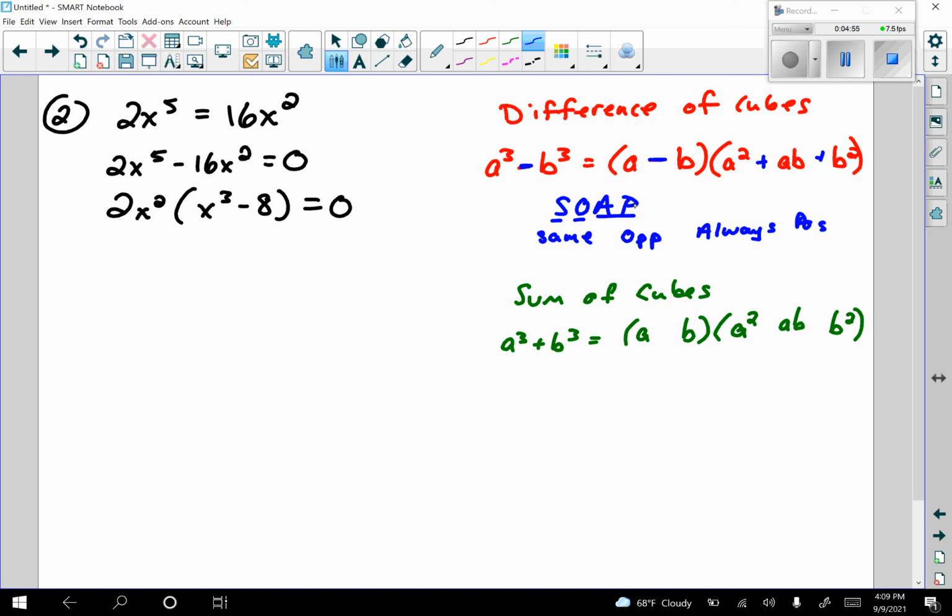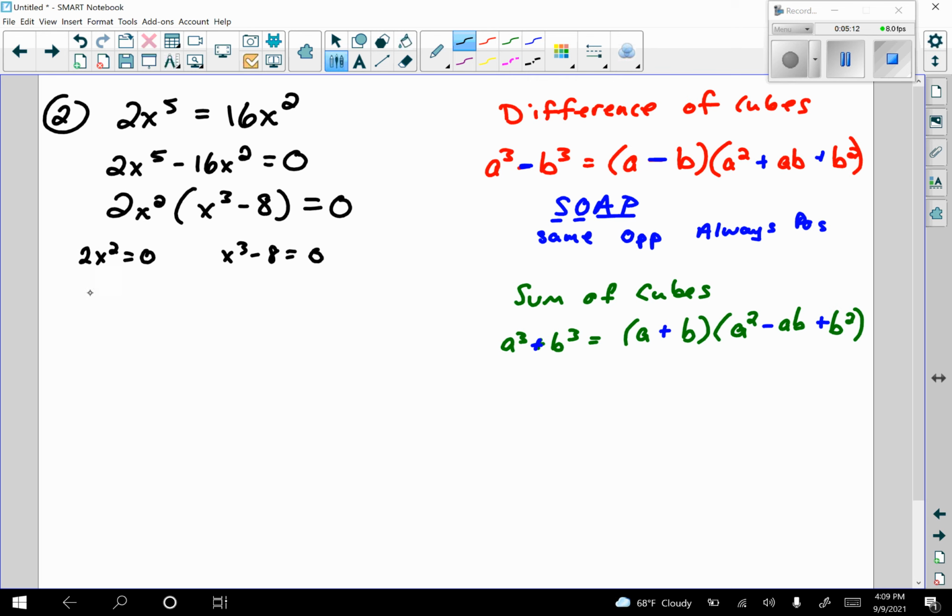Follow the SOAP here, so we would have the same, but now that would be a plus. Opposite would be a minus, and always positive. So we're going to need that for this problem. So I'm going to set 2x squared equal to 0. Then I'm going to set x cubed minus 8 equal to 0.